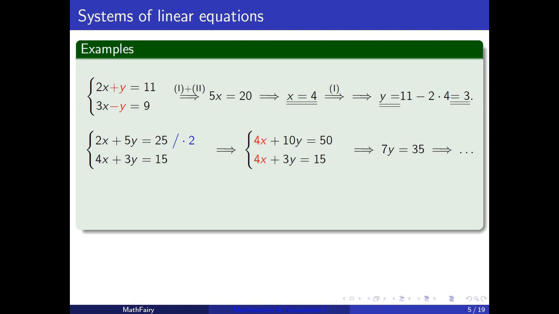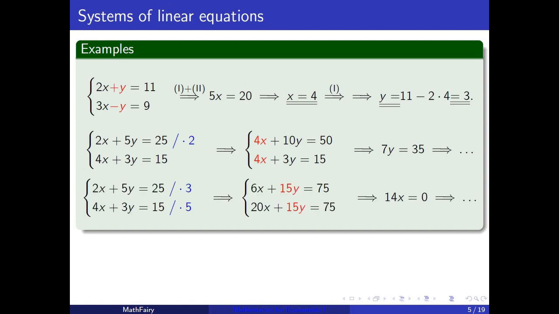can proceed as before. We could also choose to multiply both equations by some number, so in this case we multiply the first equation by 3 and multiply the second equation by 5, thus giving us 15y in both equations. And now, subtracting the first equation from the second one, we would have eliminated y's from the equation.